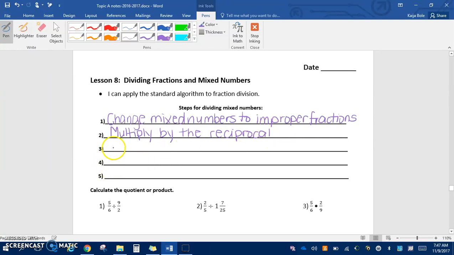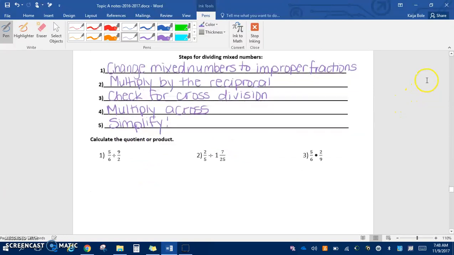And then the third step is to check for cross division. Step number 4 is just to multiply across. And then the fifth step, the most important always, is to simplify. Alright, so we're just going to do a few examples and then that's all we'll have for this lesson.